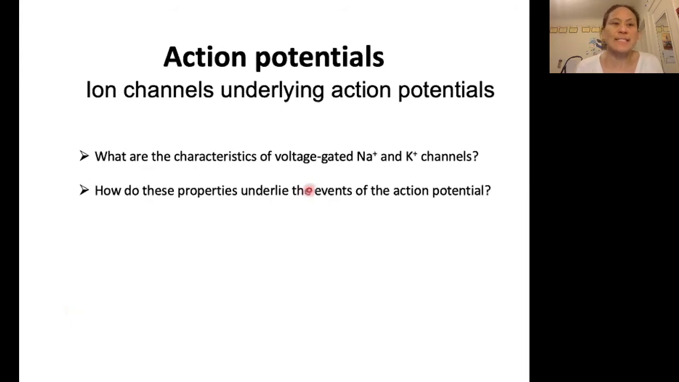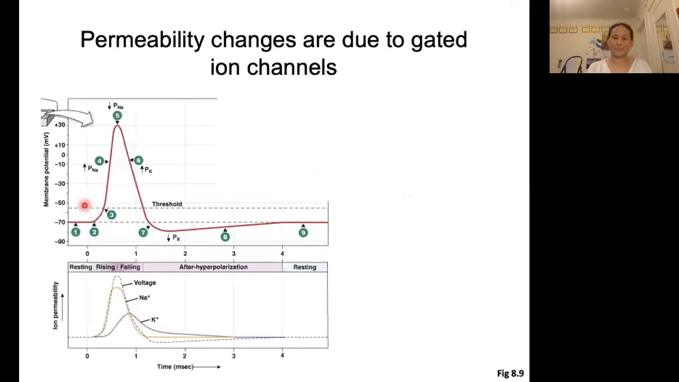In this section of our lectures, we're going to be talking about the ion channels that underlie the action potential. We're going to be answering these questions here. What are the characteristics of voltage-gated sodium and potassium channels? And how do these properties underlie the events of the action potential?